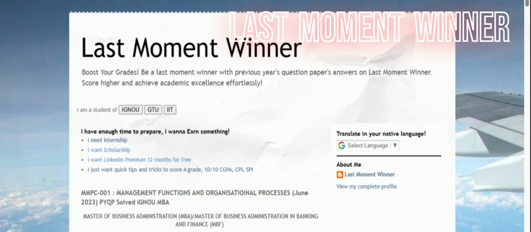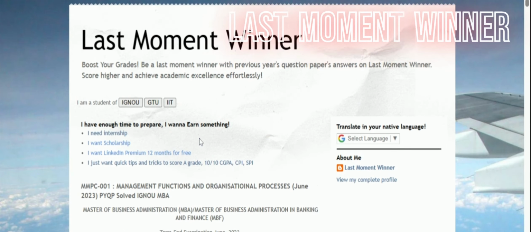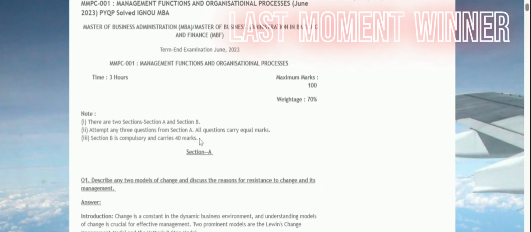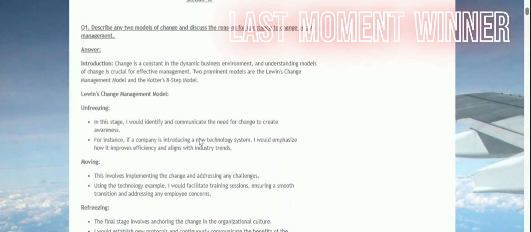MMPC 001, Management Functions and Organizational Processes. Section A. Q1. Describe any two models of change and discuss the reasons for resistance to change and its management. Answer. Introduction. Change is a constant in the dynamic business environment, and understanding models of change is crucial for effective management. Two prominent models are Lewin's Change Management Model and Kotter's 8-Step Model.